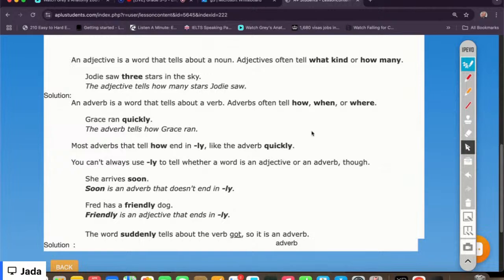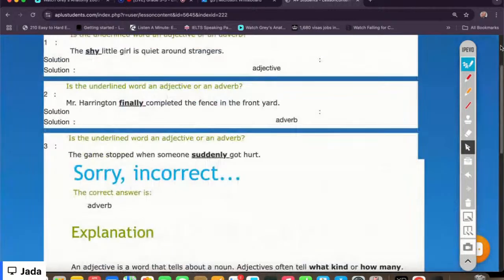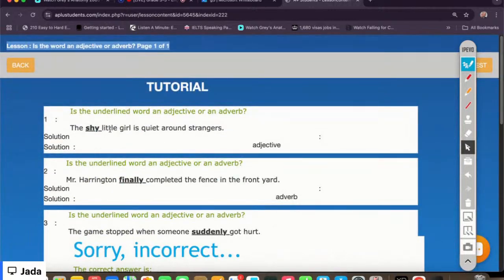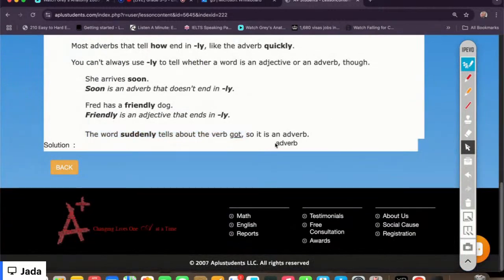Okay, so we look at some examples here. The shy little girl is quiet around strangers. So what's this? Is this an adverb or adjective? This is an adjective. So finally, Mr. Harrington finally completed the fence in the front yard. So adverb. So the game suddenly stopped when someone got hurt. That will be what? Adverb.